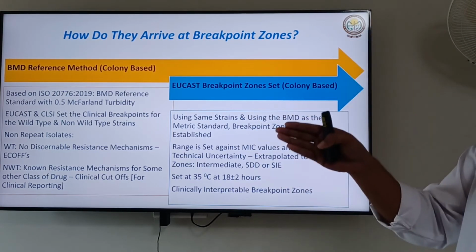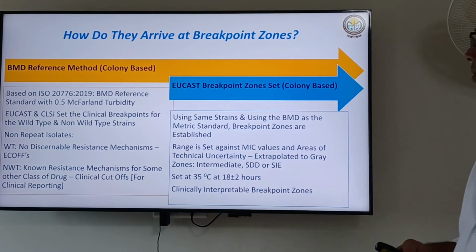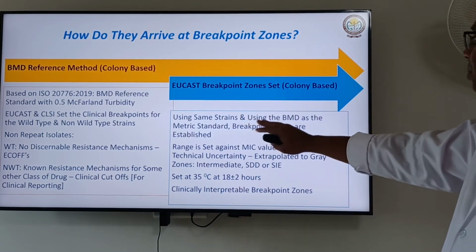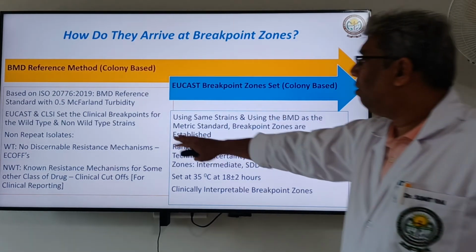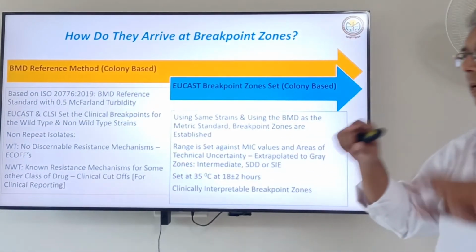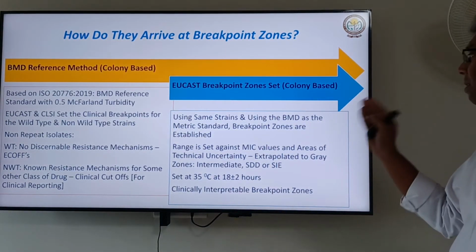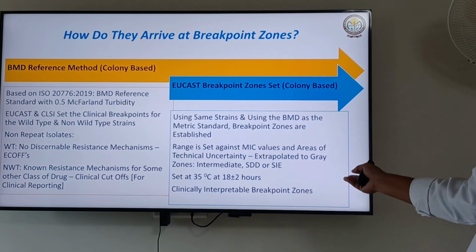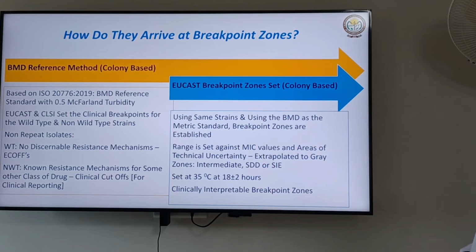So in fact, this MIC is a zone, and this MIC is a zone. That's how, accordingly, the zones are determined, using the same strains and using the BMD as a metric standard. Once you have used this method, that becomes your basic scale, the basic term of reference, the metric standard against which your breakpoint zones are normally established.